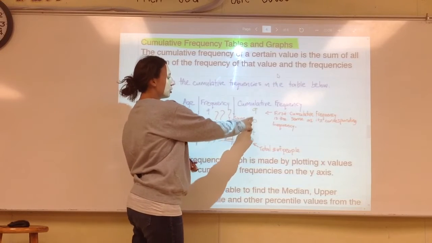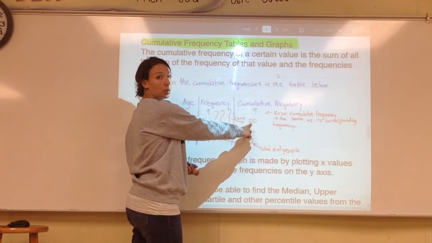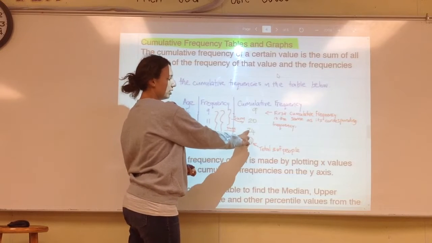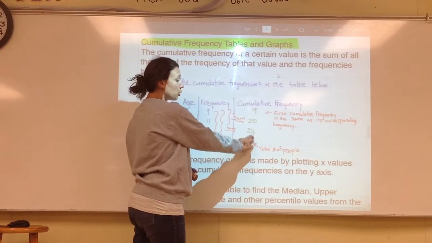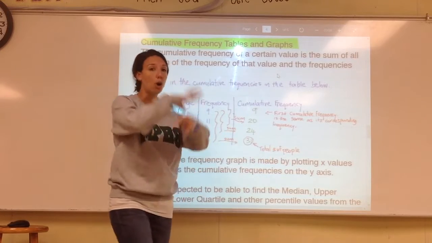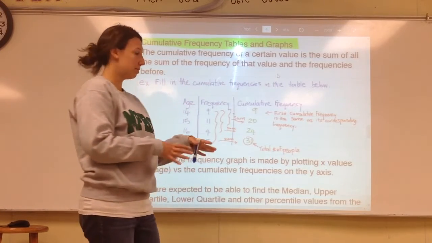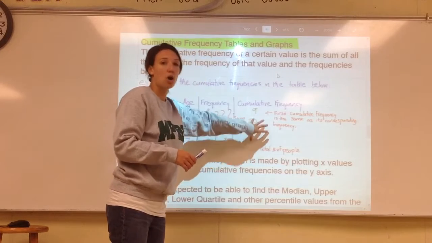So to get these, I'm just doing 9 plus 11 to get 20, 20 plus 4 to get 24, 24 plus 7 to get 31. Your final number should always be your total number of data points. Okay? Because you've accumulated all of them.